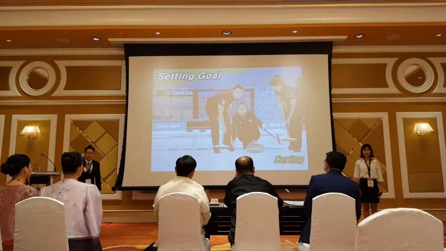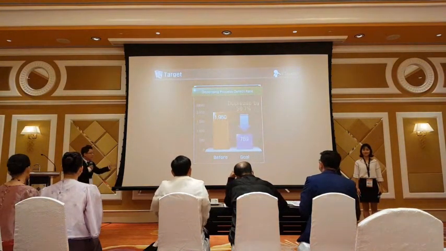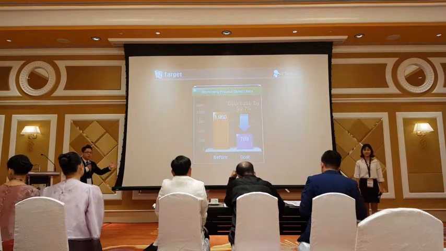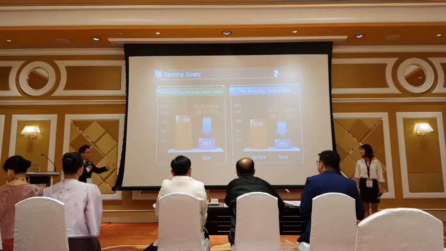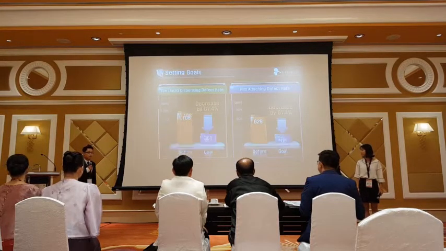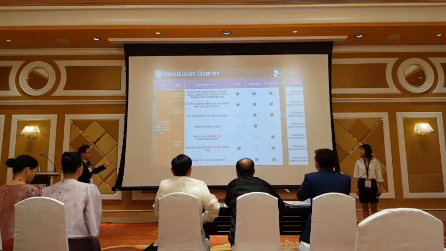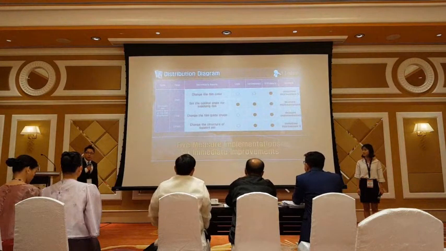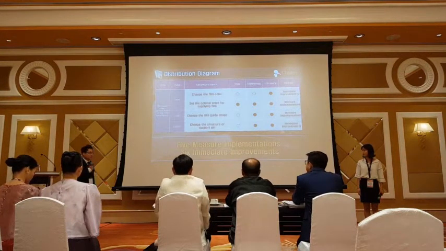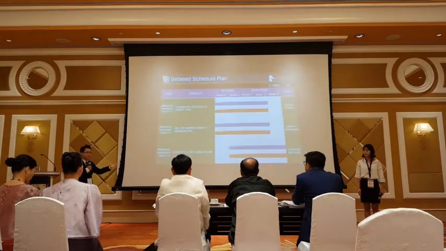Next is setting goals. In order to achieve the 789 ppm in dispensing process, we set our goals to 361 ppm in dispensing and 205 ppm in attaching film. Furthermore, in order to solve the final causes, we established the distribution diagram by selecting 5 major implementations and 6 immediate improvements, and then set the detailed schedule plan.